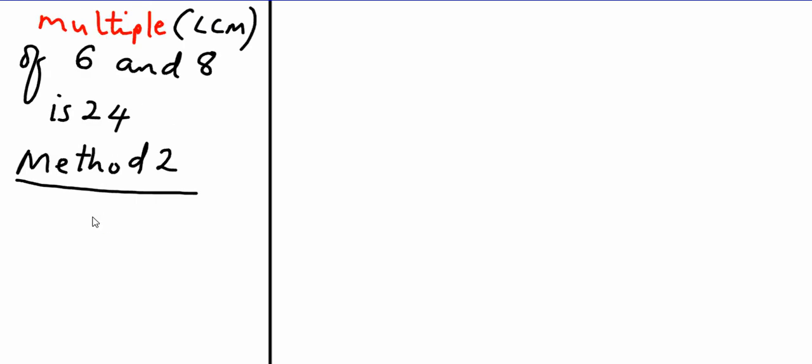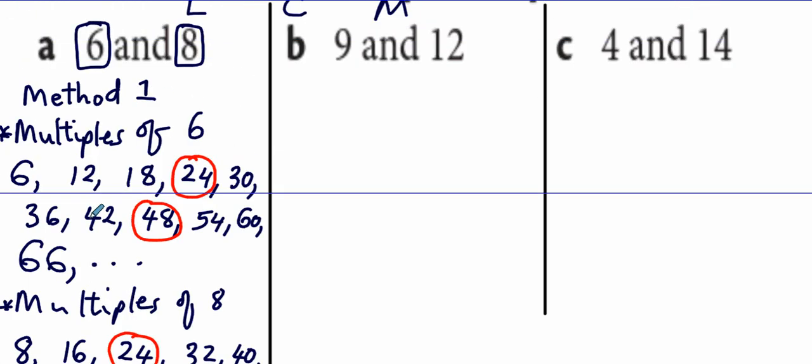That is by using the method of listing multiples of every single number. Now we have another method. Because of time, I'm not going to use all these methods in the next questions. I'll be choosing the easy method. Method 1 is listing multiples of every single number.